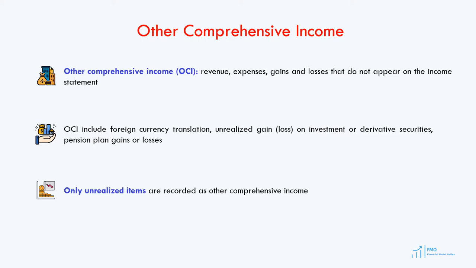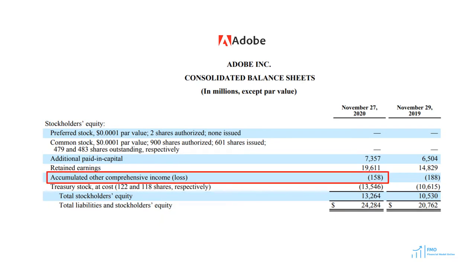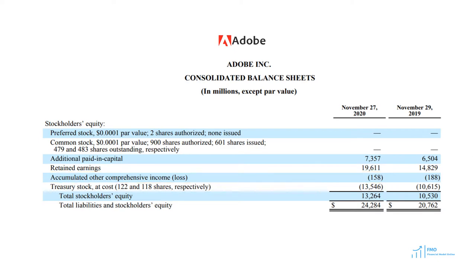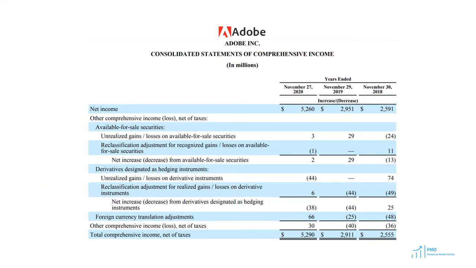If we go back to the example of Adobe stockholders' equity, we can see that the accumulated other comprehensive loss was $158 million in 2020. The calculation of the other comprehensive income or loss is shown on the consolidated statements of comprehensive income. This is the additional financial statement that companies release, in addition to the income statement, balance sheet, and cash flow statement.